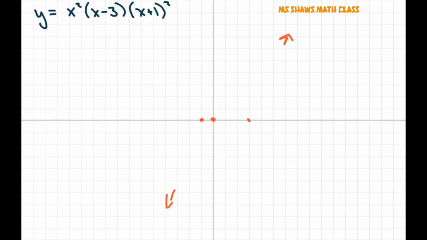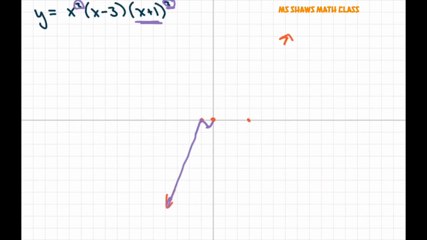Okay. Now, we're going to look at these numbers here for multiplicity. As we come up here and hit this negative 1, which is this factor here, it has a multiplicity of 2, which is an even number. That means I can't cross the x-intercept here. So I'm going to have to make a U-turn and come back to my 0. I'm not going to worry about my mins and maxes here. We're just sketching the graph.